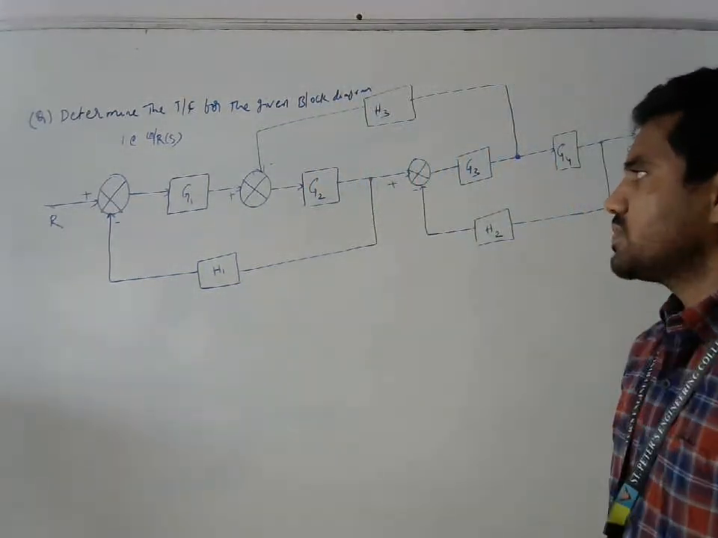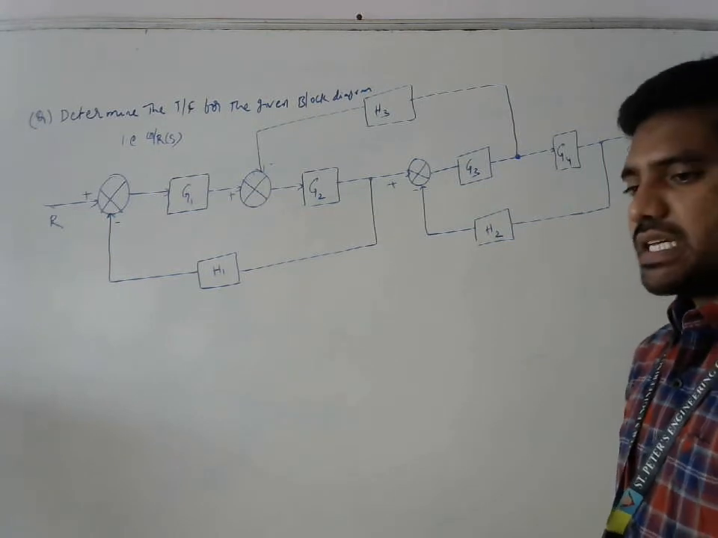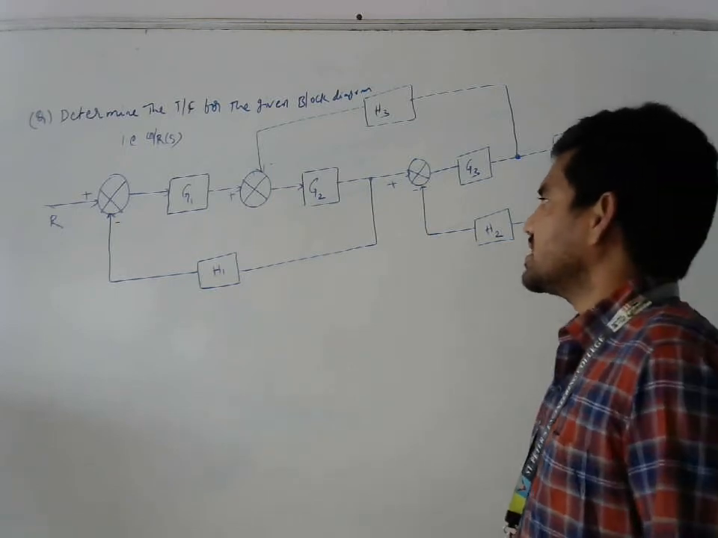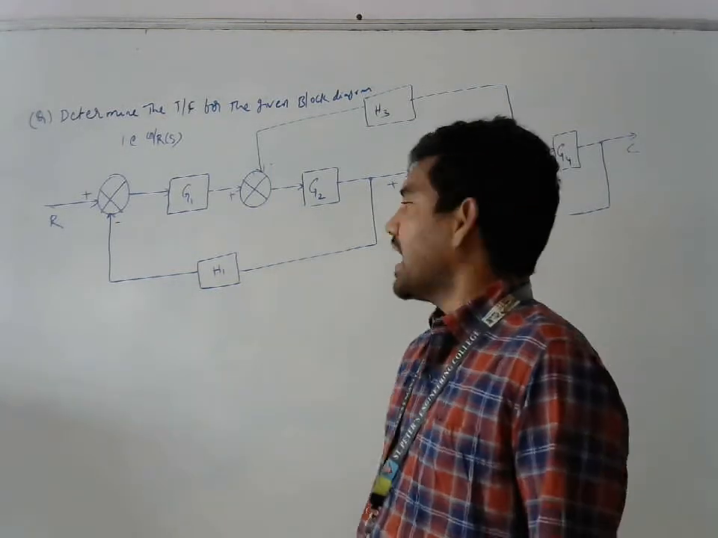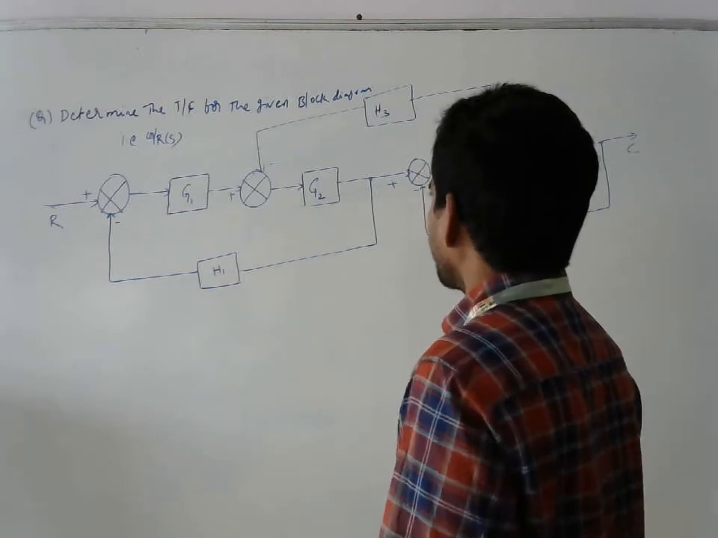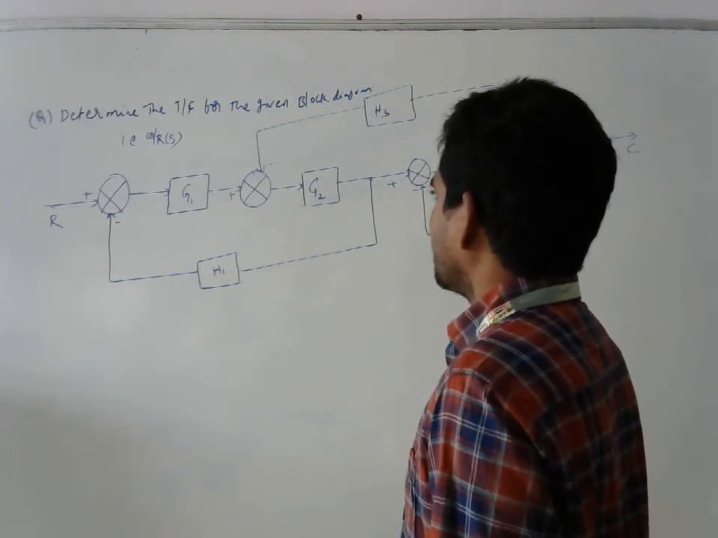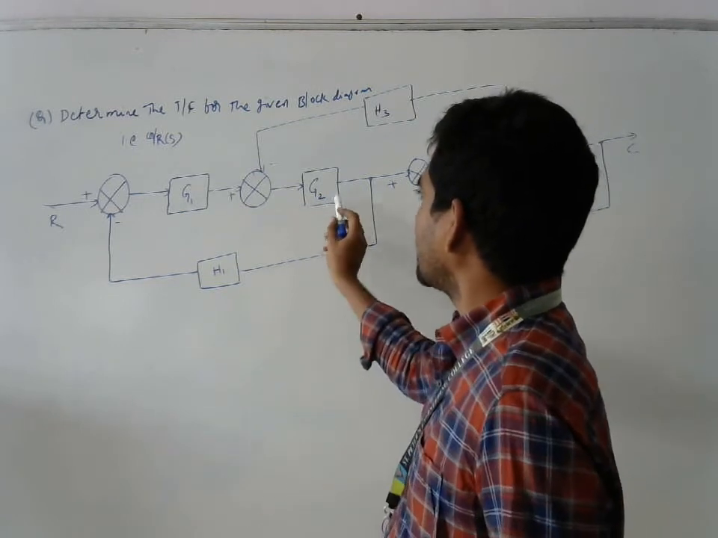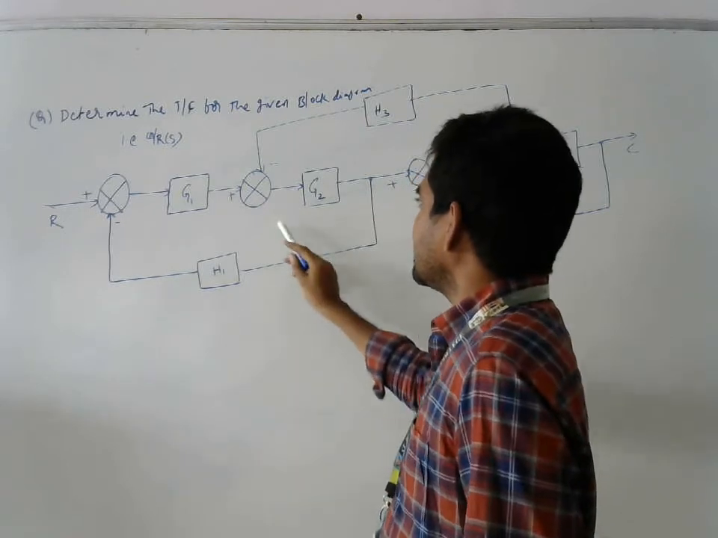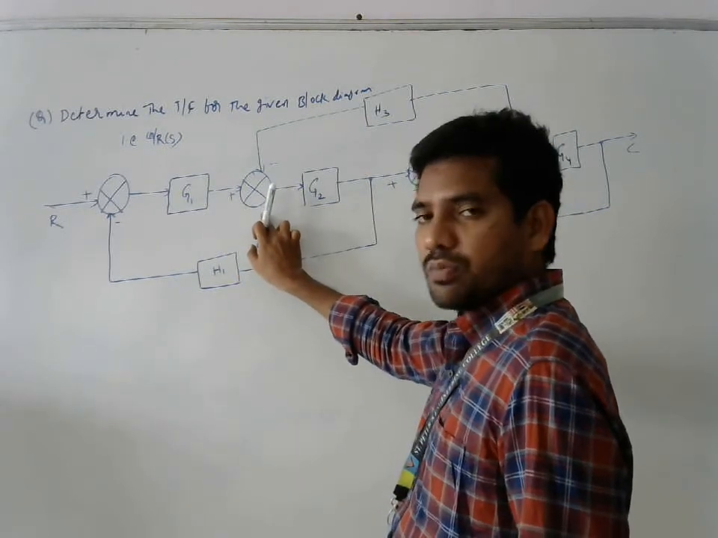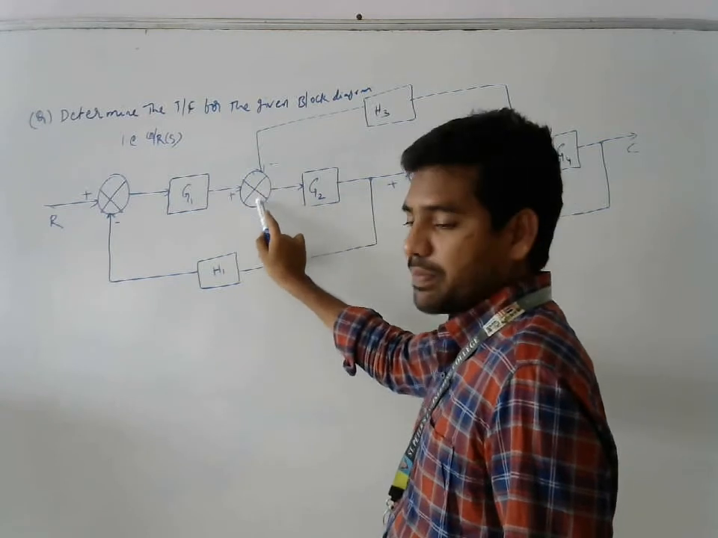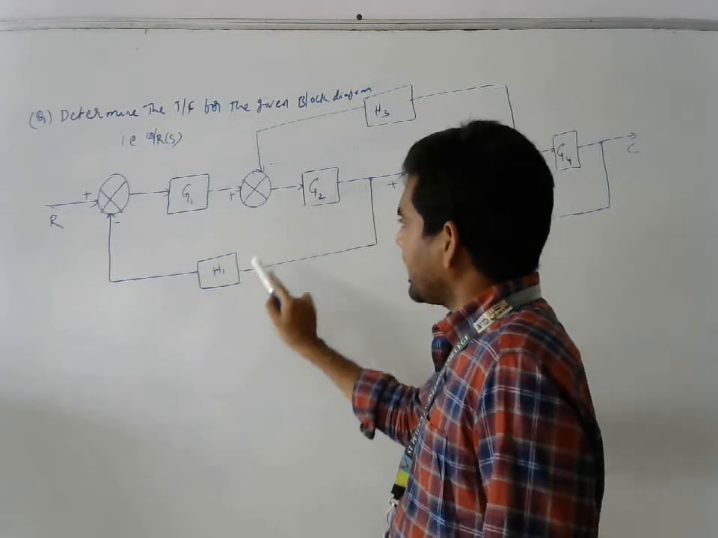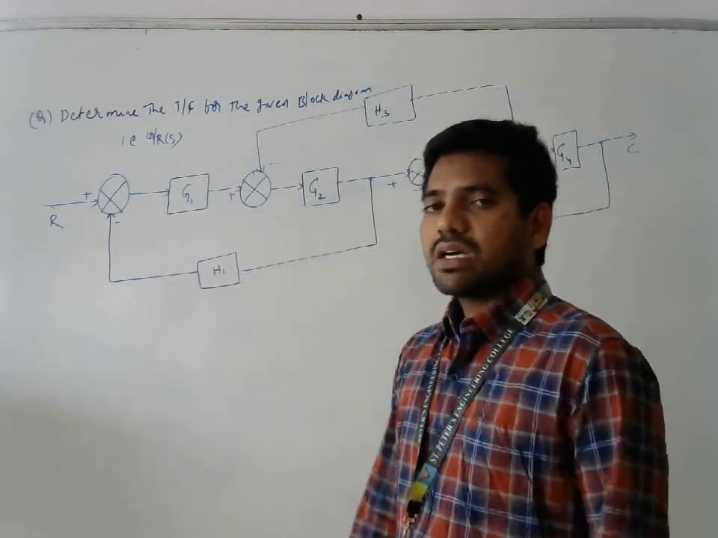Now in this block diagram, are there any series connections or parallel connections? First we need to identify. In this block diagram there is no series connection and no parallel connection. But if I shift this summing point, then G1 and G2 will become series, and G1, G2 and H1 will become one cascade connection.